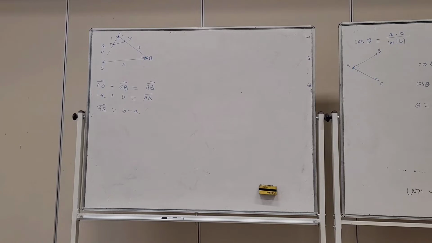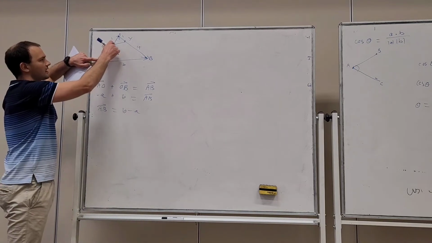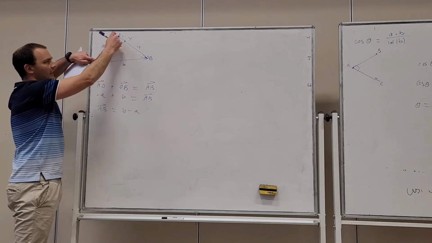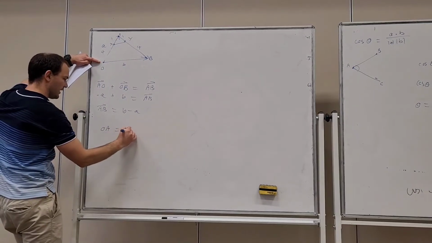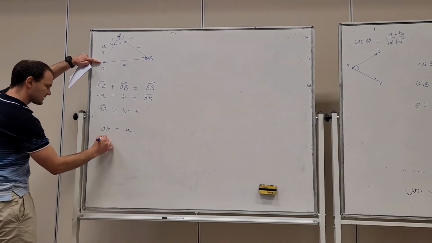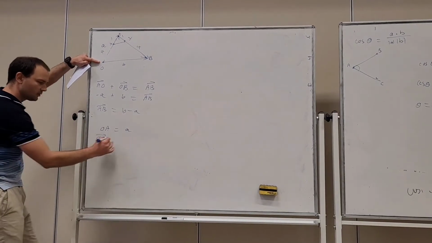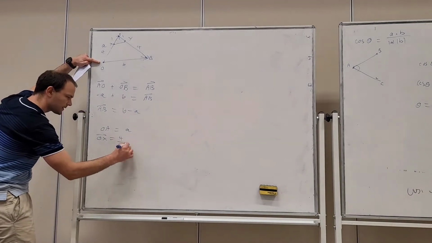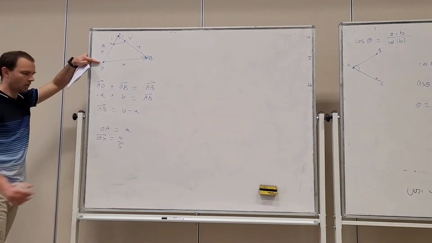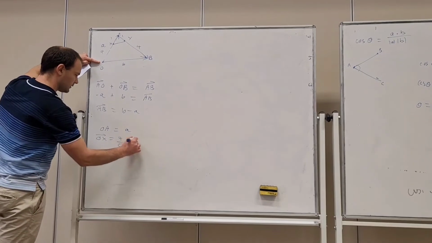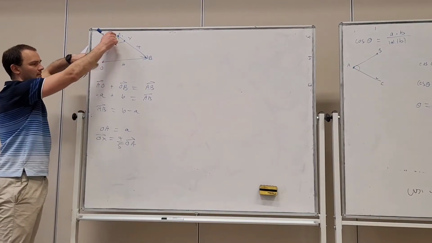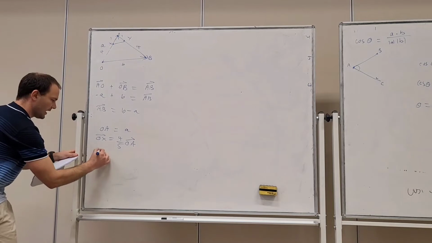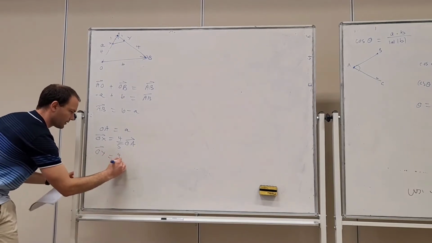Okay, now find vector OX. Alright, vector OX. Well, OA, alright, is A. OA equals A. And OX, vector OX, equals 4/5 of vector OA. Right? It's 4 parts out of a total of 5 parts. So that means OX is equal to 4/5 of A.